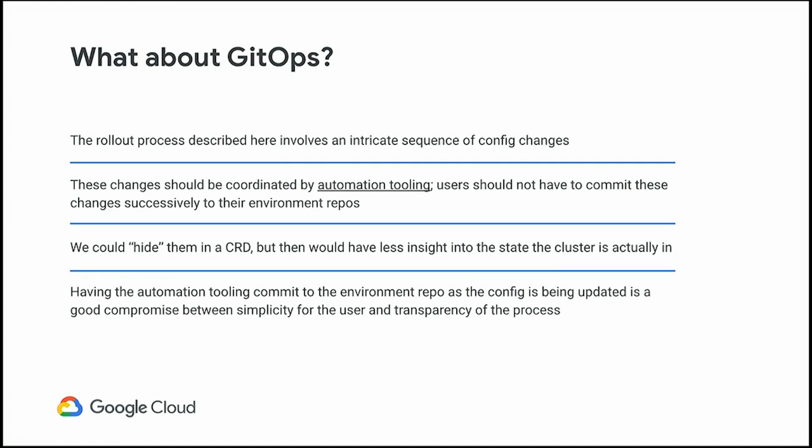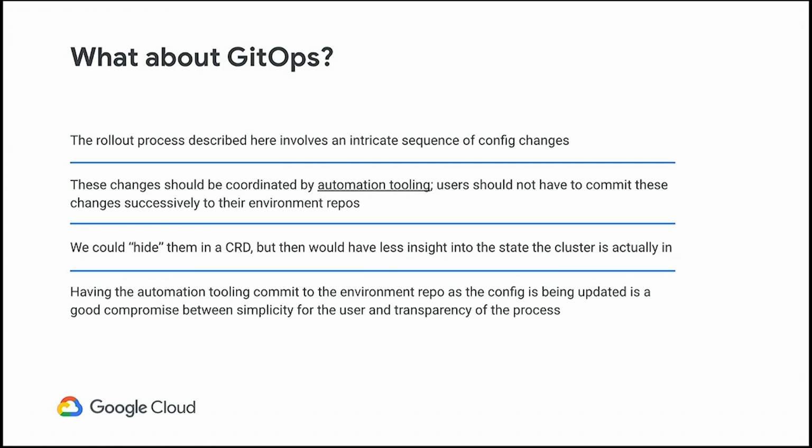And if you're thinking of a GitOps-style pattern where you want to capture the intended state of your runtime in a repo, the question becomes, how do you reflect these config changes in that repo? Clearly, you don't want to have your users do kubectl 6 or 7 times as you're doing this Canary analysis. So automation tooling really should be updating this repo.